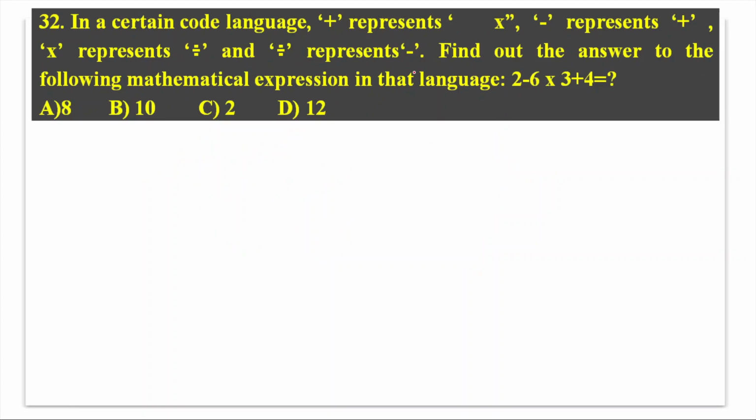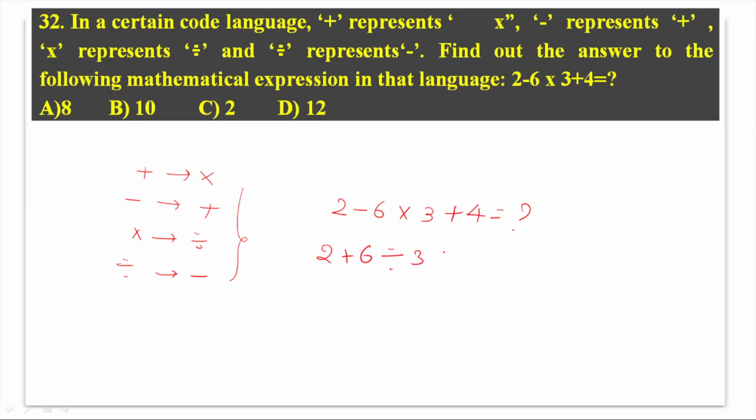In a certain code, plus refers to multiplication, minus refers to plus, and into refers to divided by, and divided by refers to minus. So this was the given data here. What he asked in the question: find out the answer to the following mathematical expression in that language. The given expression is 2 minus 6 into 3 plus 4, that will be equal to how much? So here minus refers to plus, 2 plus 6, into refers to divided by 3, and here plus refers to multiplication here. So we need to multiply this one.